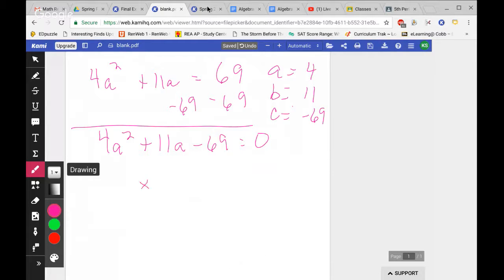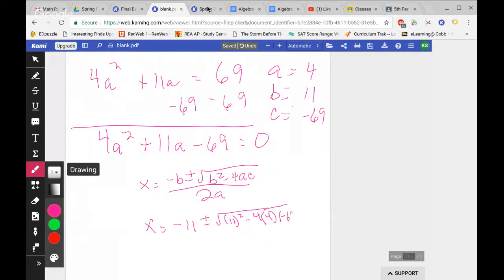So now we're going to plug that into the quadratic formula. So we've got the opposite of b, which is going to be negative 11, plus or minus. And then we've got 11 squared minus, and then 4 times a, which is 4, times c, which is negative 69, all over 2 times 4.